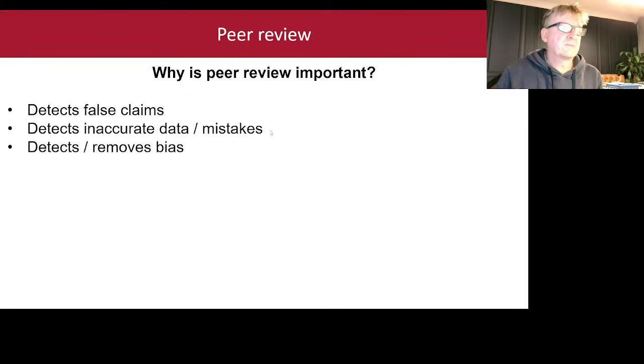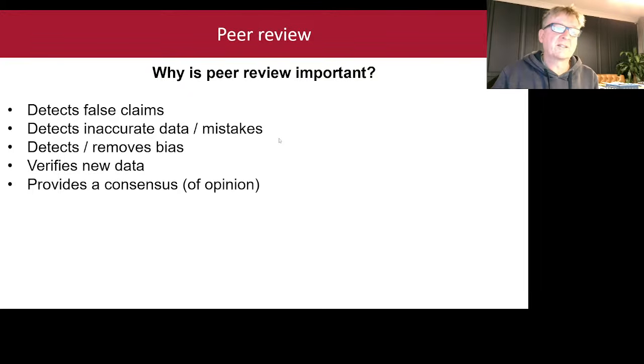Removes bias. Like, if I was inventing a drug, right, then I'll probably make it as biased as I possibly can to get it through, so that I can make lots of money. So peer review gets rid of bias. It also verifies new data, and it provides a consensus, right? So when there's big decisions that are made, lots of scientists need to be involved. That's peer review.